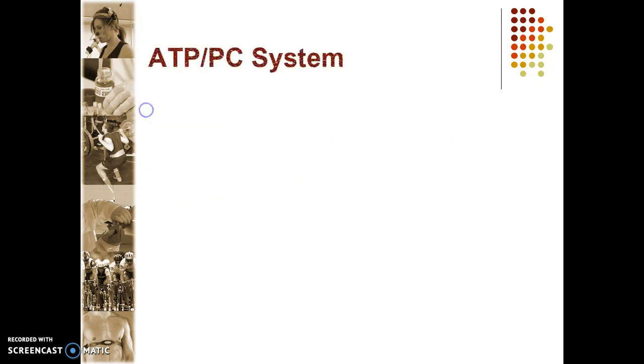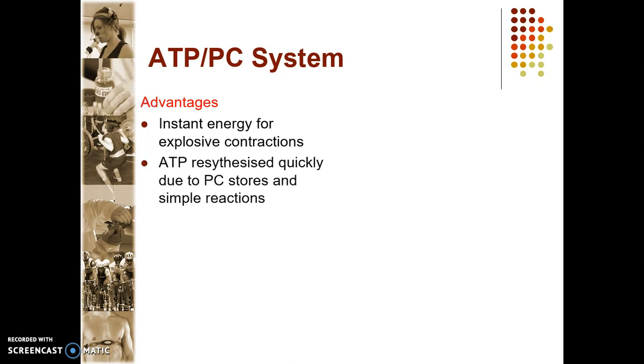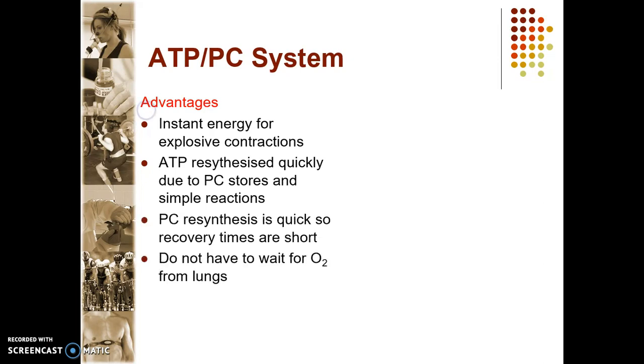There you go. So advantages of this system. Instant energy for explosive contractions. It's phosphocreatine in the muscle. We do not have to wait for any crazy, difficult chemical reaction to take place. It's instant energy for us. ATP is resynthesized quickly due to PC stores and simple reactions. You do not have to wait for oxygen from the lungs, so it is very fast acting, and there are no fatiguing byproducts. We do not get lactic acid from the ATP-PC system.